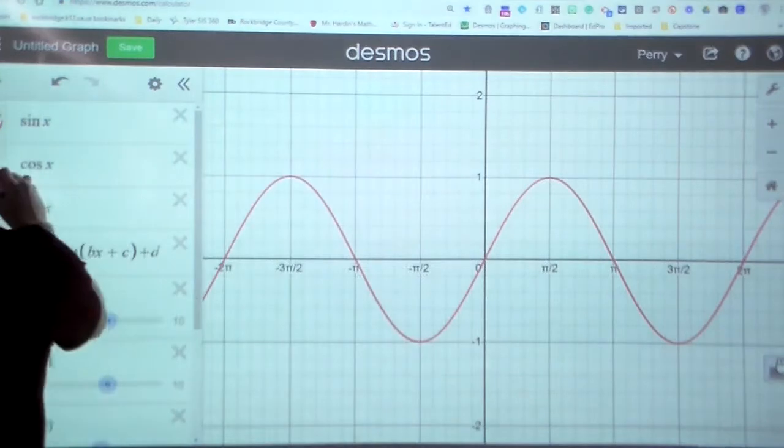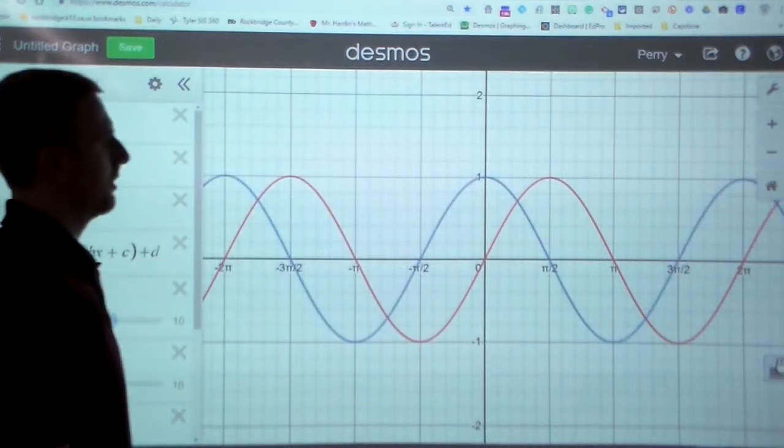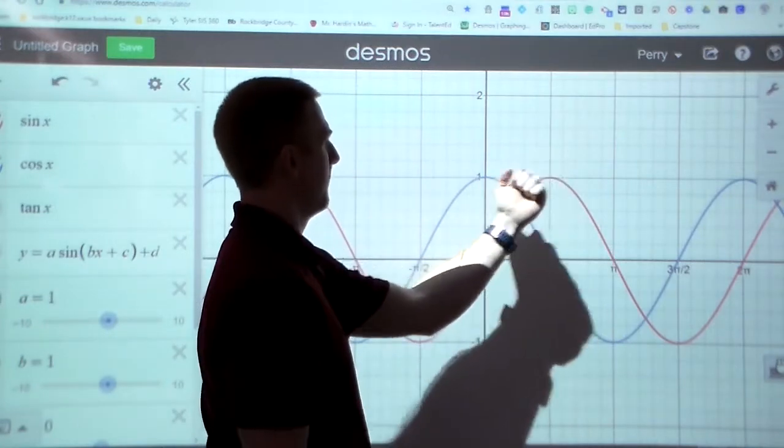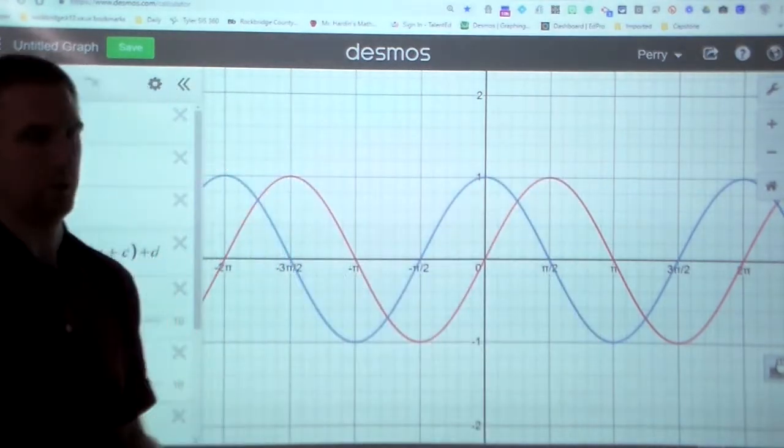And I'm going to do cosine just to let you notice that. So red is sine, cosine is blue. It's just sine shifted back pi over 2 units, or 90 degrees.